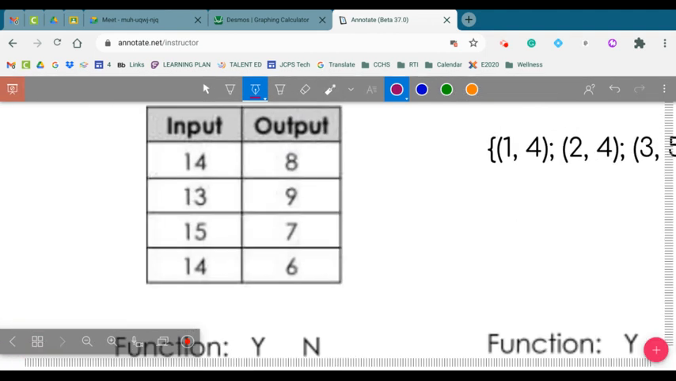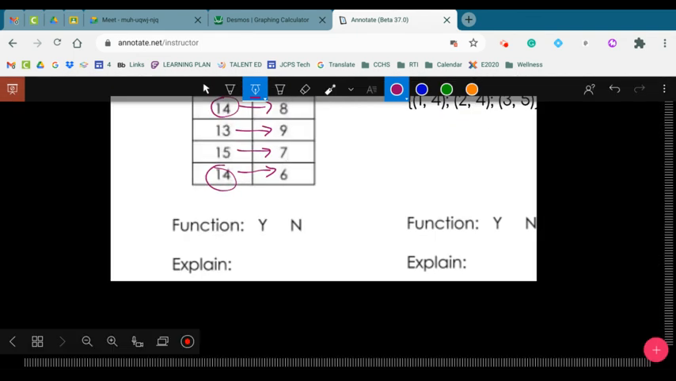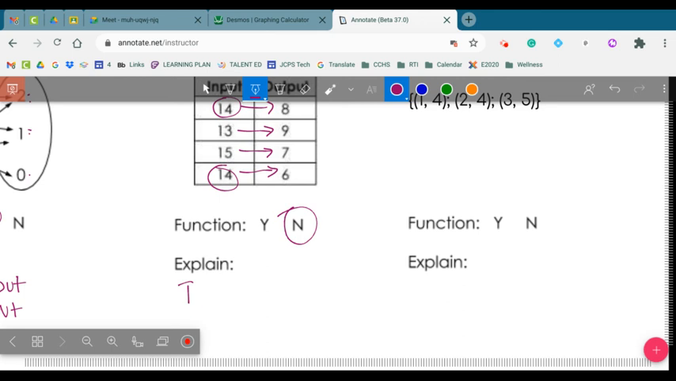So next one, 14 to 8, 13 to 9, 15 to 7. Oh, I have another 14. So I have two 14s. Anytime your x values repeat, that means that 14 has two different outputs, 8 and 6. So your x's can never repeat. So this is no, because 14 has two outputs.